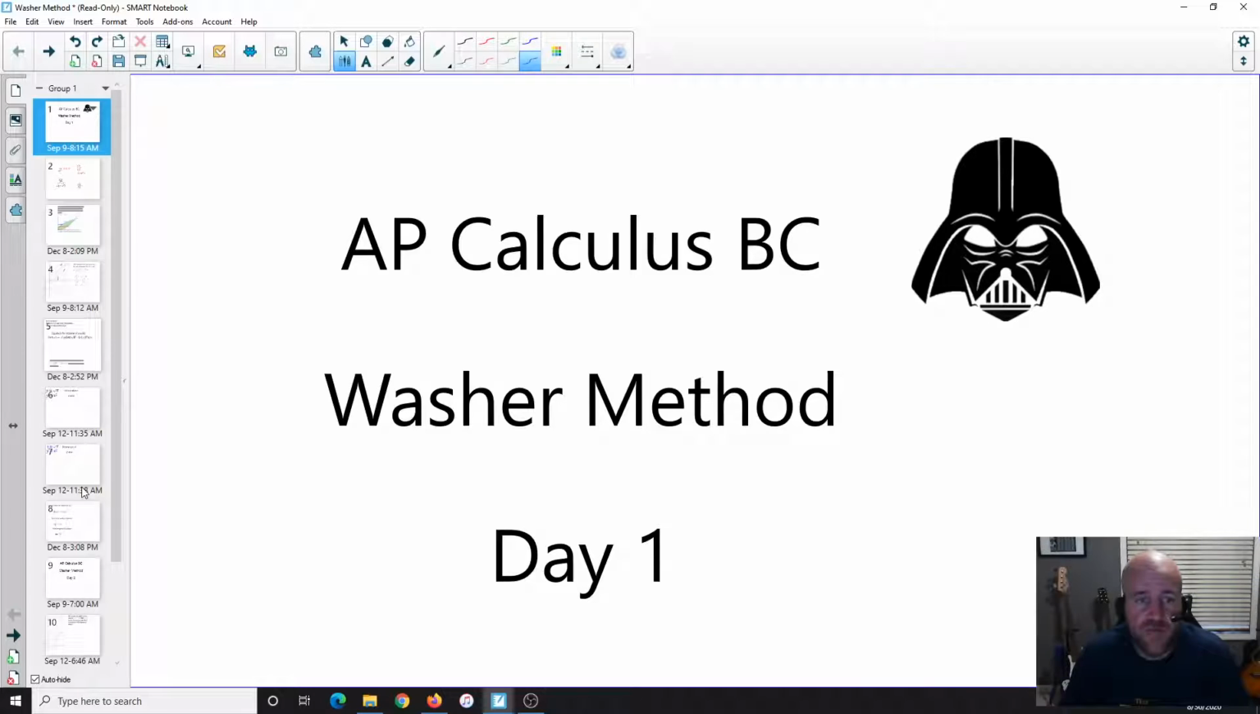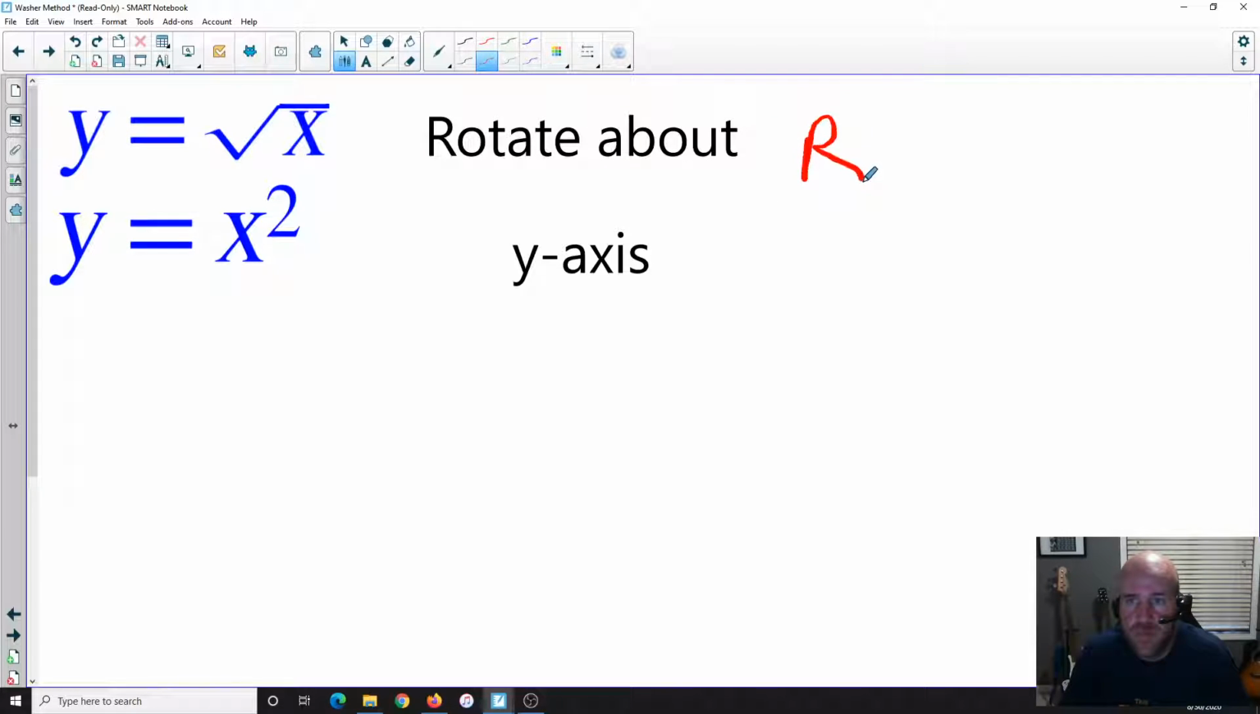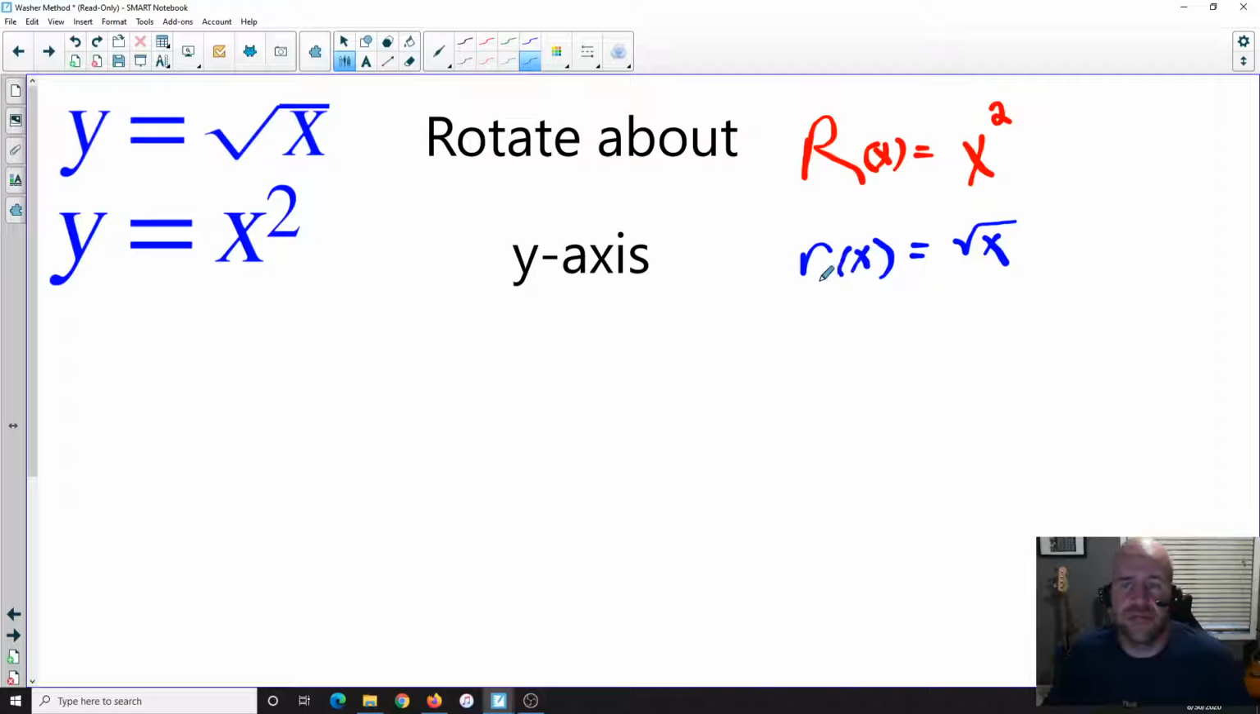And it might be helpful to write down what your big R and your little r are. So let's say big R of x, it's a function. We said in that case was the x squared. And then our little r is our root x. You don't have to write the x, but it is a function. But you could just write a big R and a little r there.